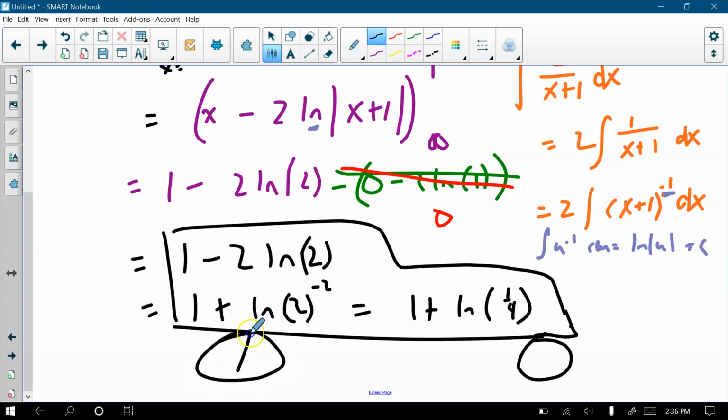Okay, let's keep moving on. See what I did there? I made a car to show that we are moving on. Okay, we're getting sidetracked here. Let's keep going.